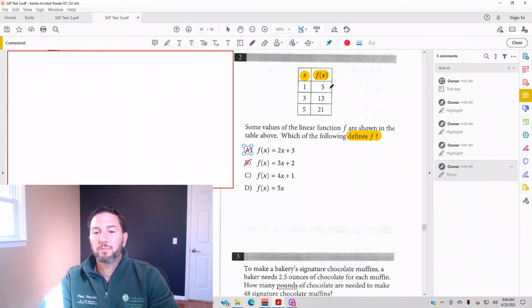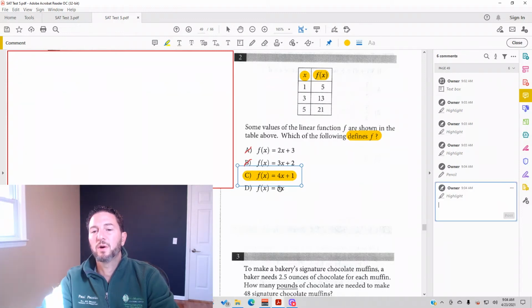Answer choice C, if I plug 1 in, do I get 5? I do. If I plug 3 in, do I get 13? I do. It looks like that has to be our correct answer. And notice for answer choice D, if I plug 1 in, I do get 5. If I plug 3 in, I get 15, not 13, so that's wrong.